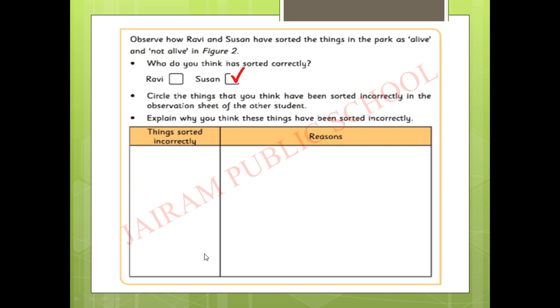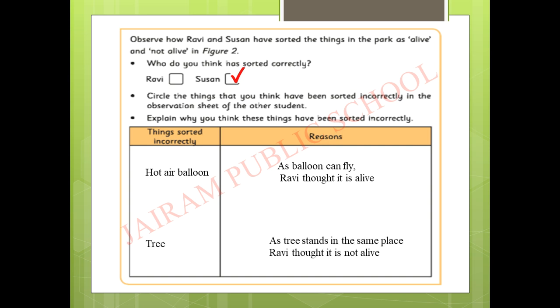So here you have a tabular column. In this tabular column, you need to explain why you think these things have been sorted correctly. So Ravi has marked two things wrongly, isn't it? So can you tell me why he has made that mistake? Because he marked hot air balloon as alive, as the balloon can fly, Ravi thought it is alive. And the tree, as the tree stands in the same place, Ravi thought it is not alive. So these are the mistakes done by Ravi.